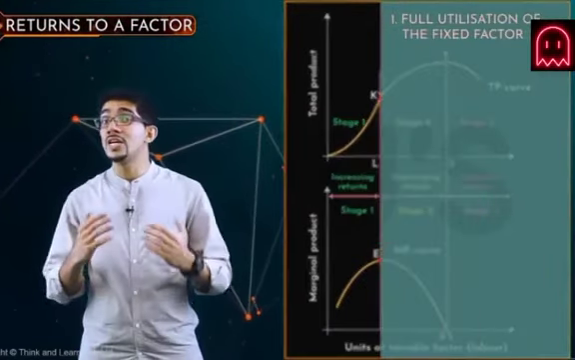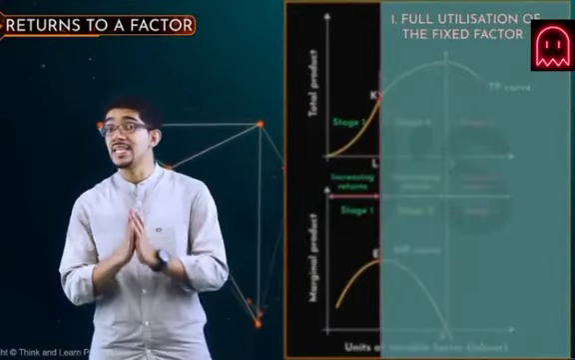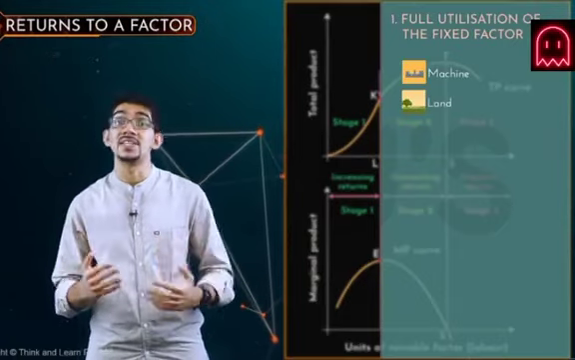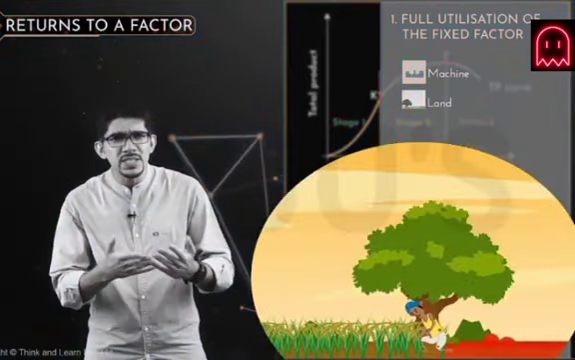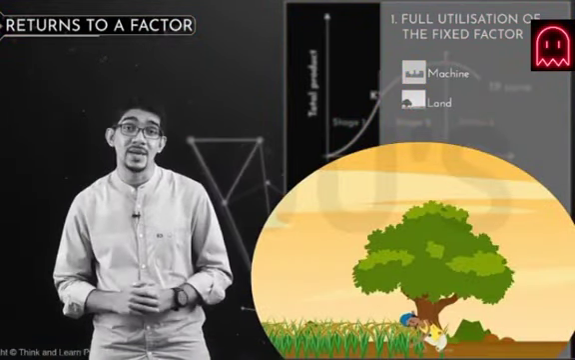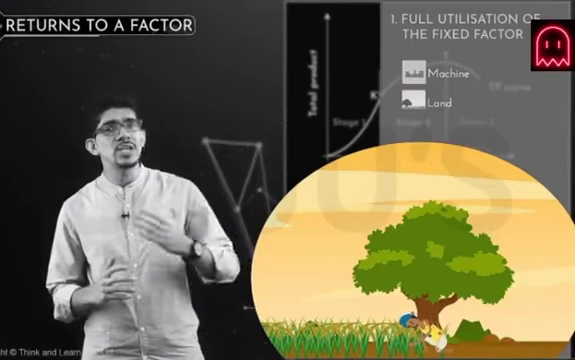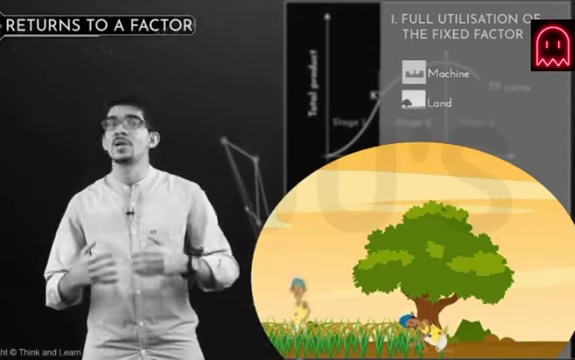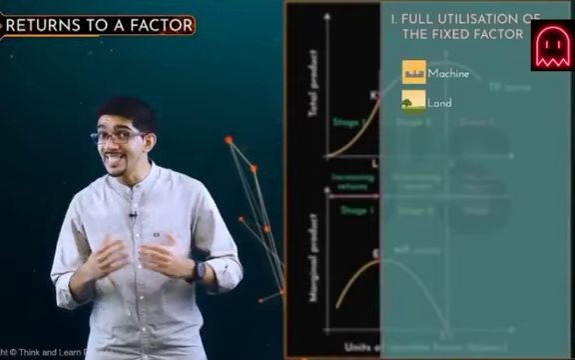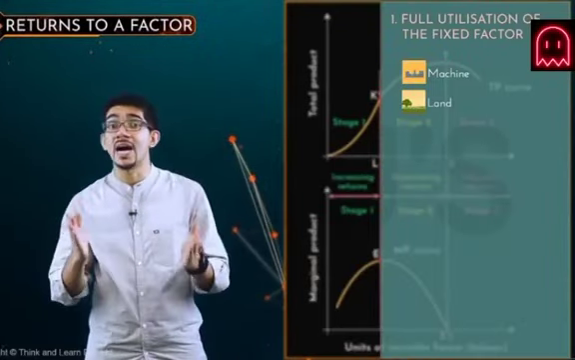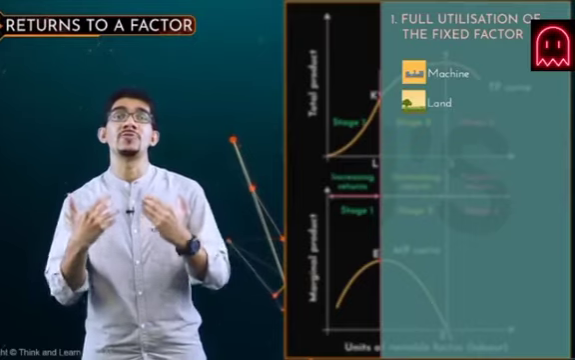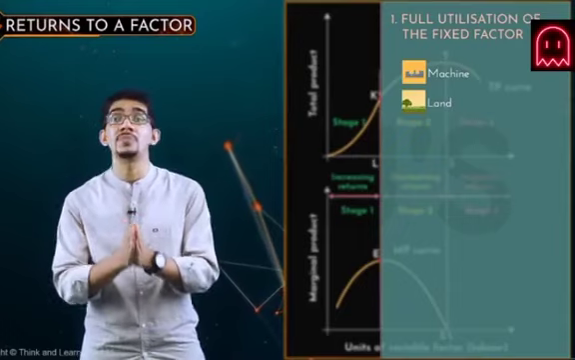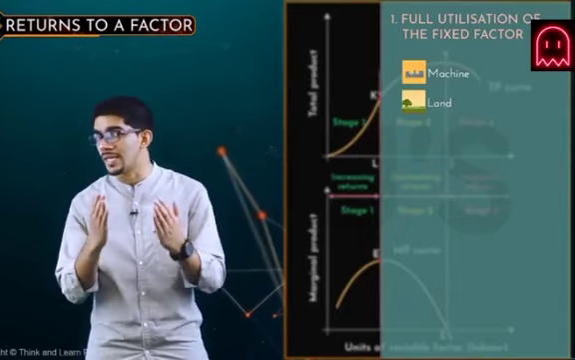1. Fuller utilization of the fixed factor. In the initial stages, fixed factors such as machine and land remain underutilized. See here, this much portion of the land is not tilled when Chandra employs only 1 worker. Its fuller utilization calls for greater application of the variable factor, that is, more employment of labor. Hence, initially, so long as the fixed factors remain underutilized, additional units of the variable factor add more and more to the total output, or marginal product of the variable factor tends to increase.